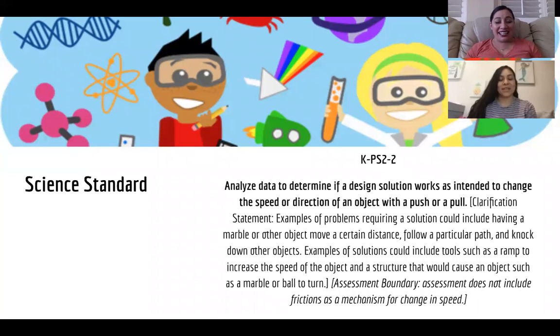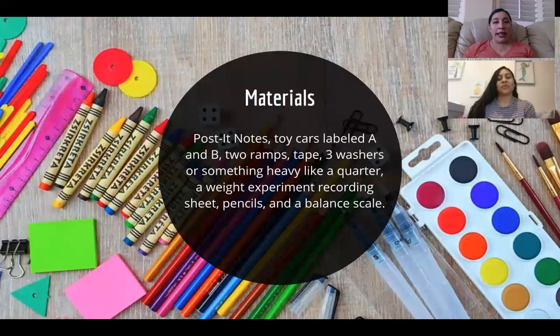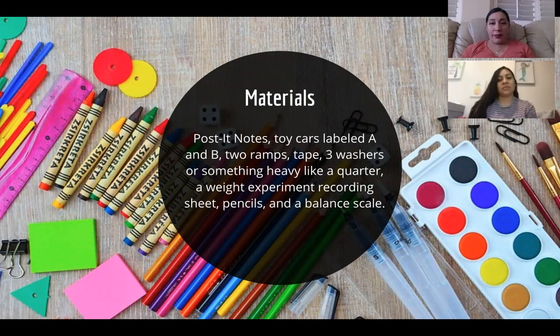Okay, our science standard is KPS2, and it is analyze data to determine if a design solution works as intended to change the speed or direction of an object with a push or a pull. For our lesson, the materials you'll need are Post-it notes, toy cars labeled A and B, 2 ramps, tape, 3 washers, or something heavy like a quarter, a weight experiment recording sheet, pencils, and a balance scale.